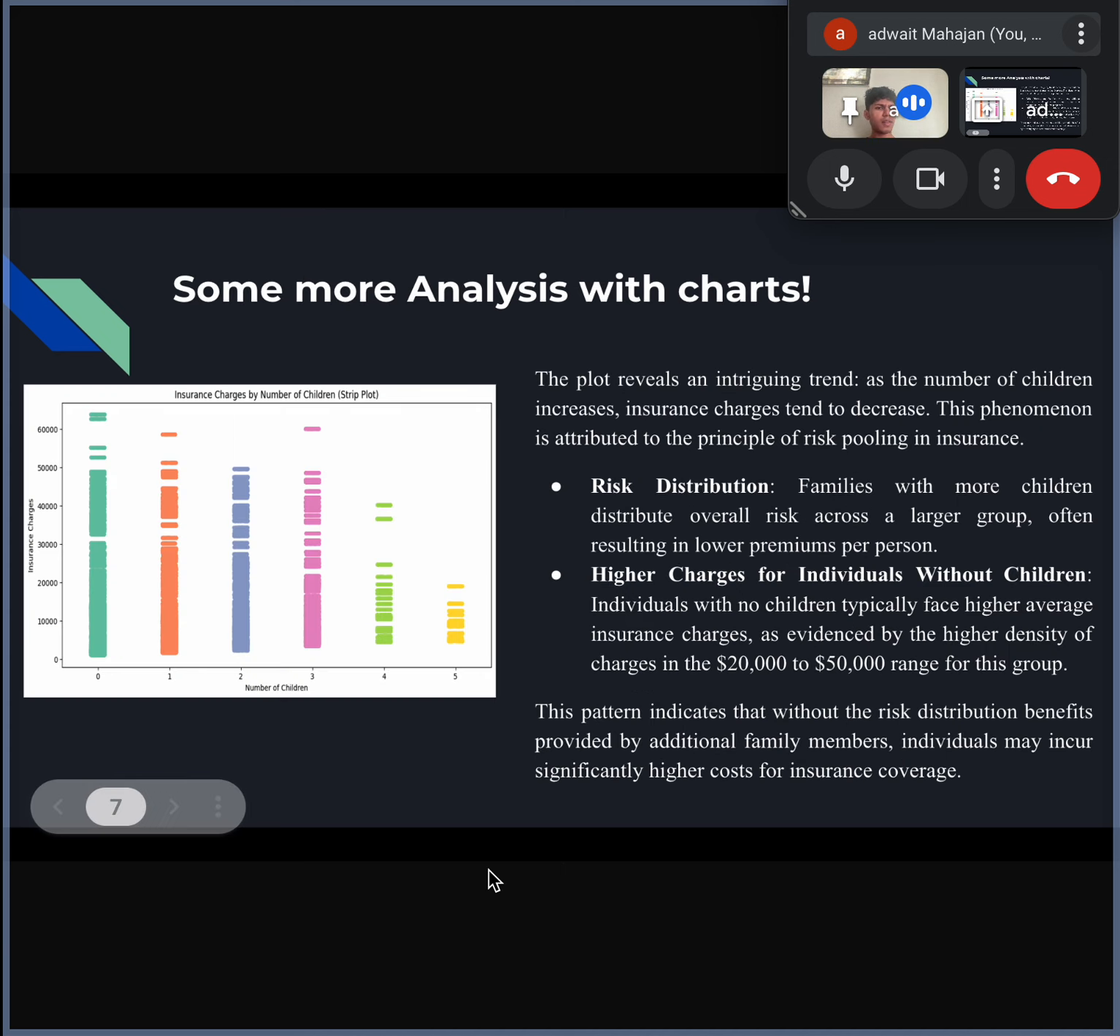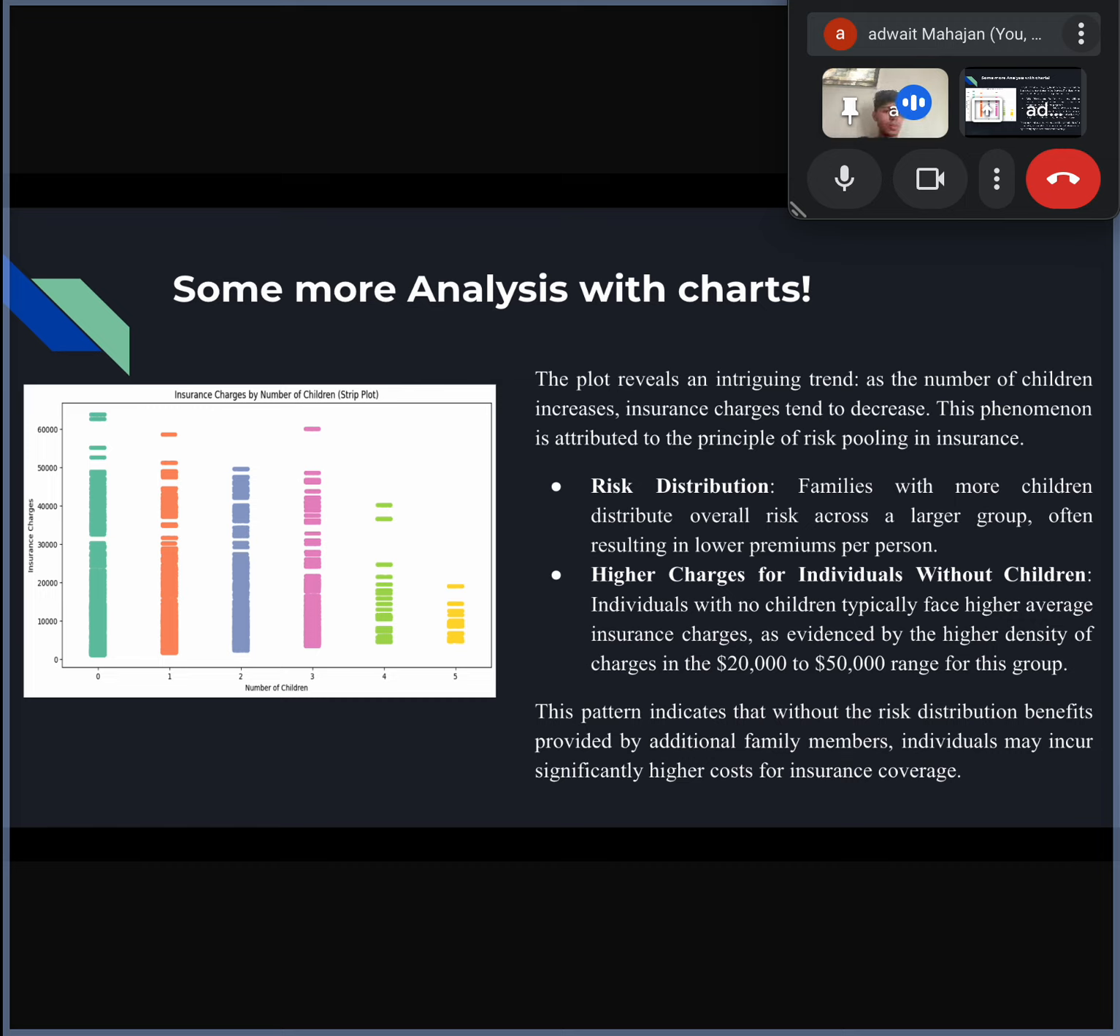To begin with another analysis, this is a density based graph. You can see that the plot reveals a very interesting and unique trend. We can see that as the number of children increases, the insurance charges tend to decrease, and even though it looks a bit unique or not as conventional, this phenomenon is attributed to the principle of risk pooling in insurance.